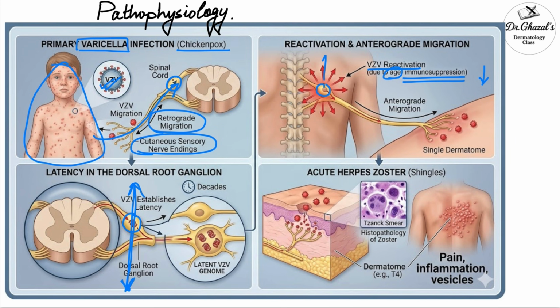The VZV in the other ganglions, the whole chain, starts replicating, but the systemic immunity gets triggered and it suppresses the replication everywhere. But by then this ganglion has already replicated to a great extent, and the virus then travels in an anterograde manner towards the skin. Now that dermatome where the replication was highest gets the vesicles, pain and inflammation.